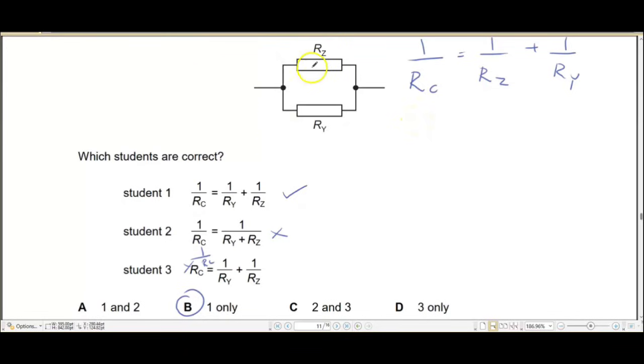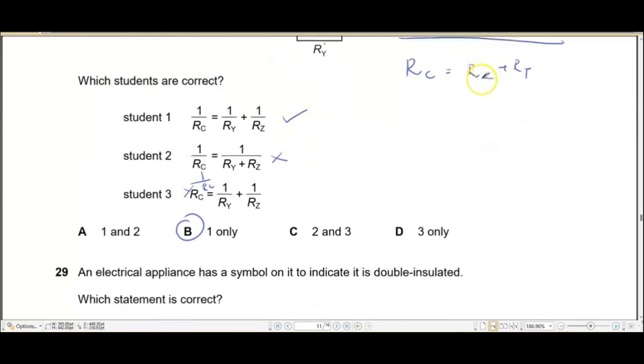Whenever the resistors are in parallel to each other, we add them like this. When they are in series, it would have been easier, RZ plus RY, right? So for series we use this.